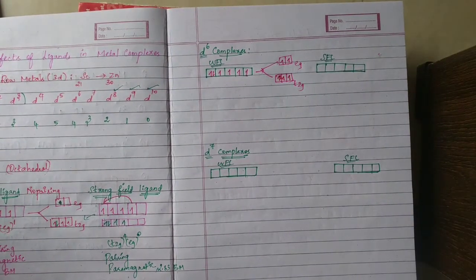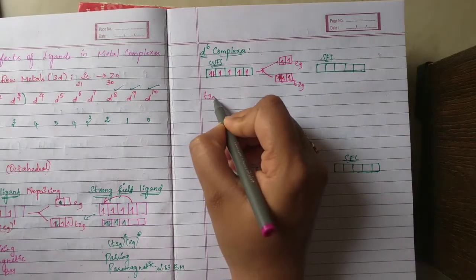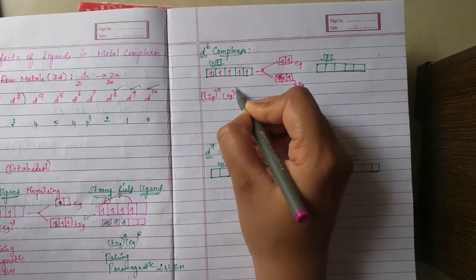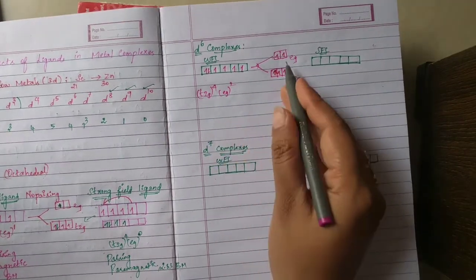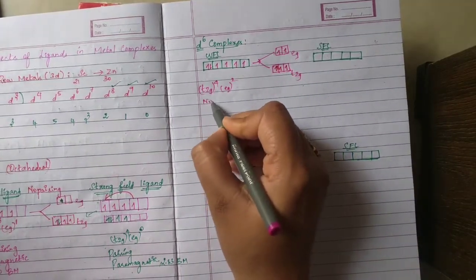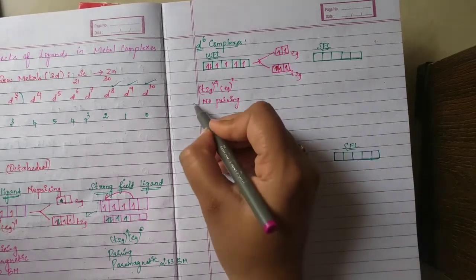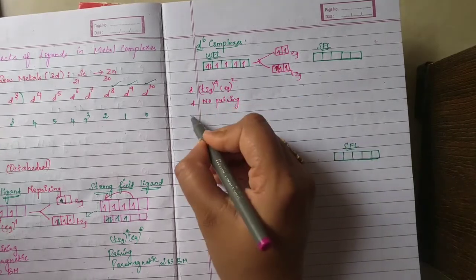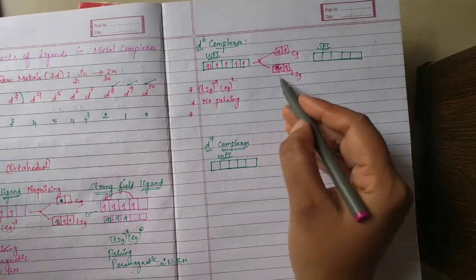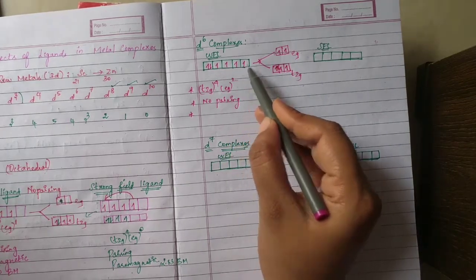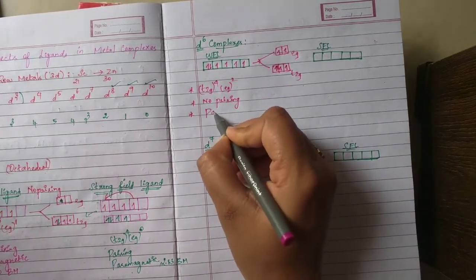Now the configuration is first in t2g4 and eg2. Okay students, and here no pairing. Next, what is the third point, students? It has unpaired electrons, right students? So paramagnetic.